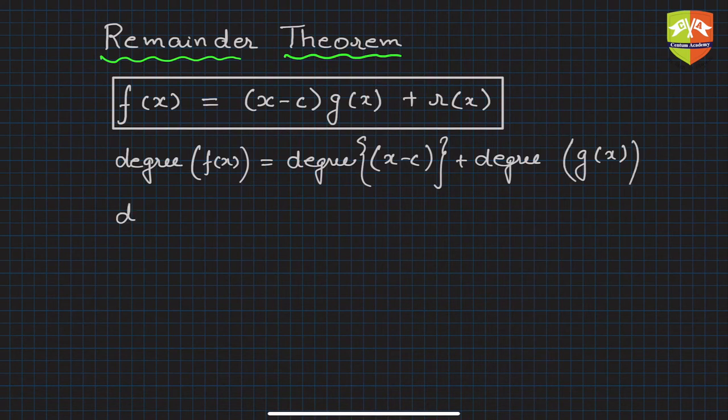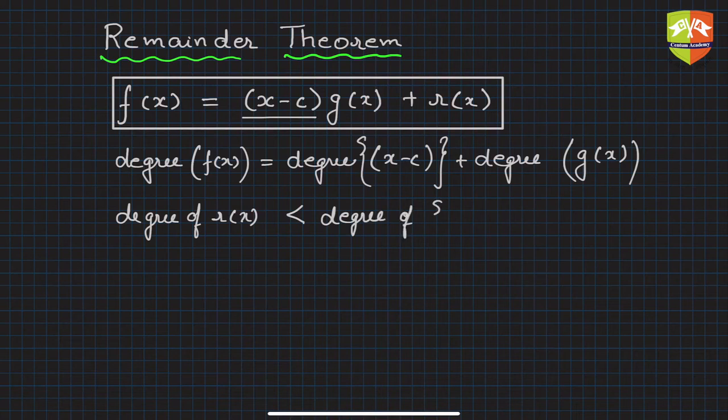We also learned that the degree of r(x), in this case, is a constant. We saw that when you divide by a linear polynomial, the remainder is always constant. But generally speaking, the degree of r(x), the remainder polynomial, will be less than the degree of the divisor polynomial. In this case the divisor was x minus c, which is a linear polynomial, so its degree is 1. Less than 1, the only possibility is 0, since negative degrees are not allowed in polynomials. So the degree of r(x) will be 0, and hence it was a constant term, correct? This is what we learned.